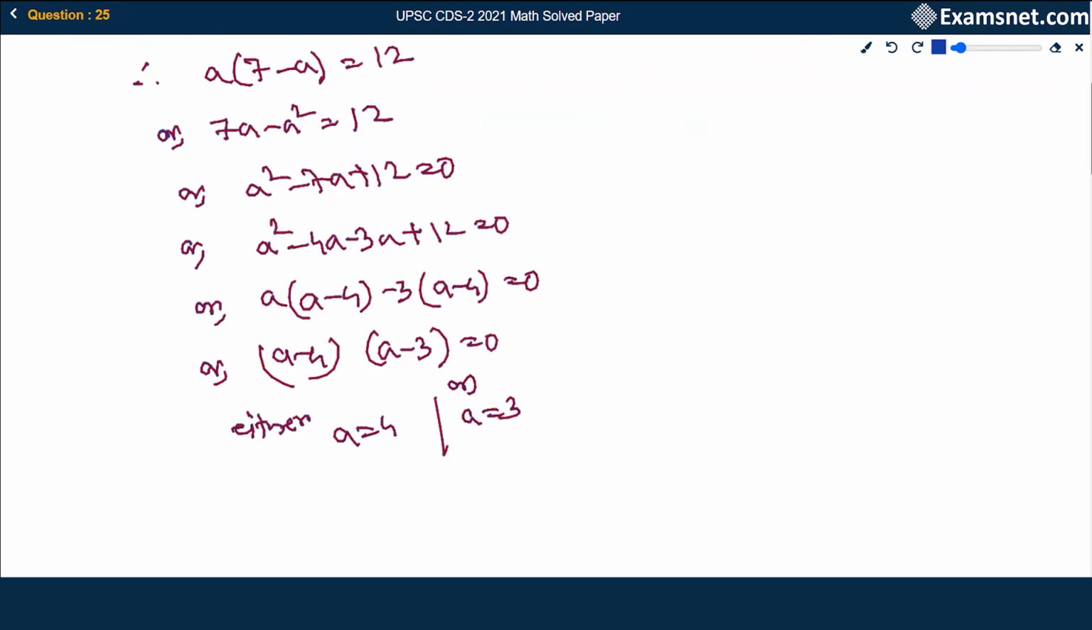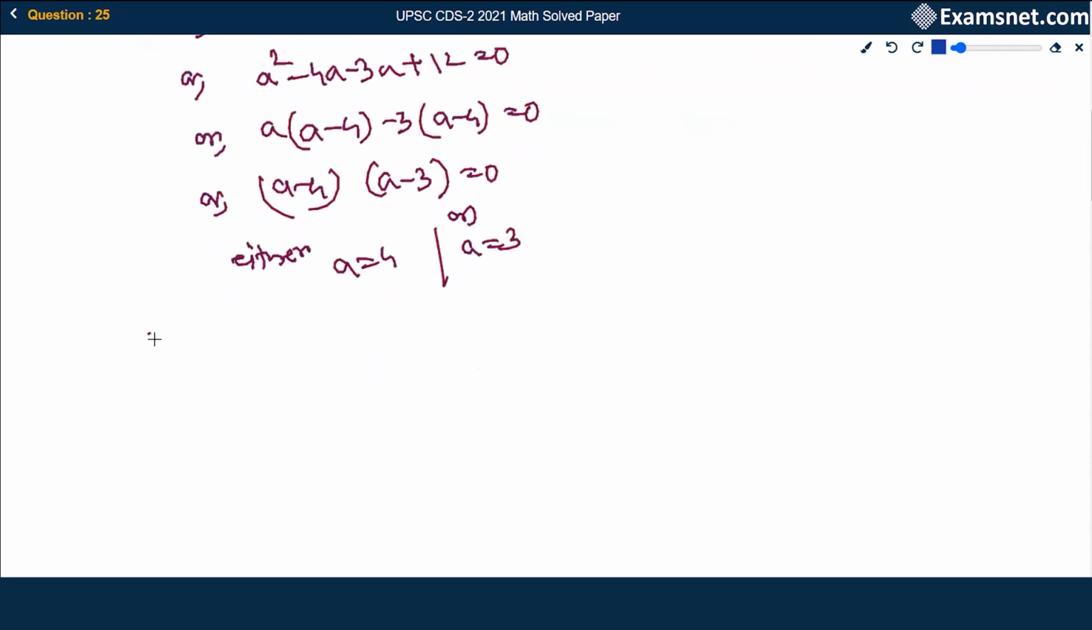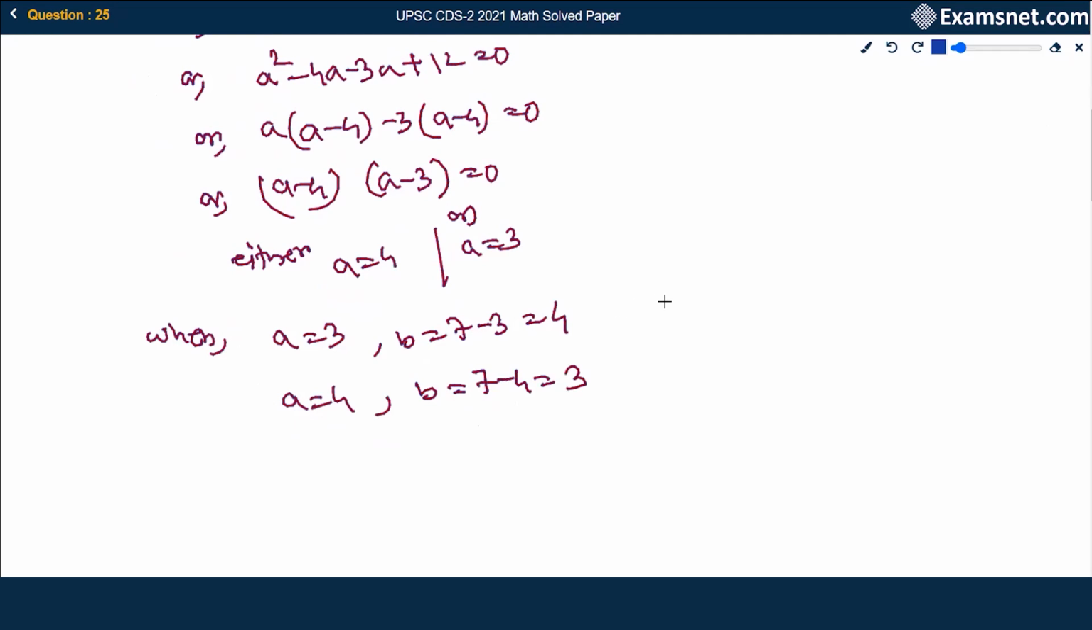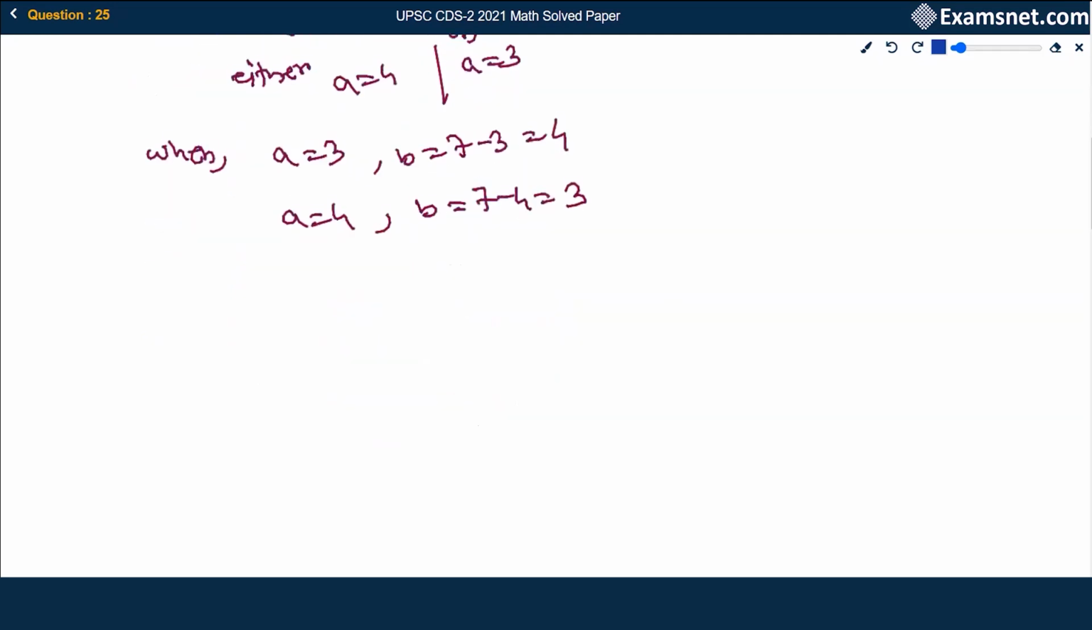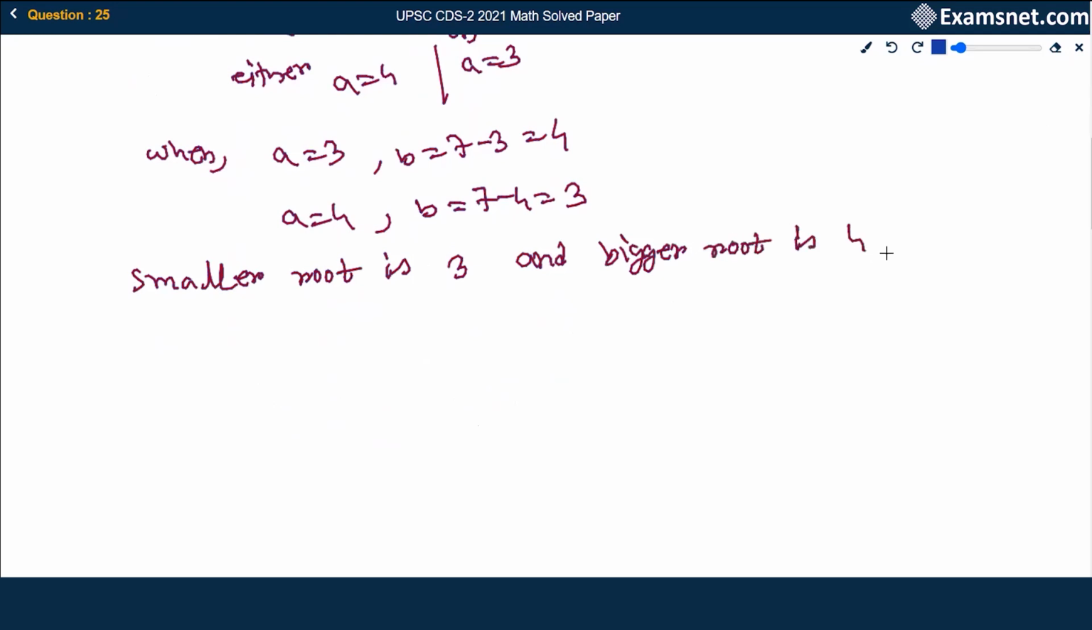Now when A equals 3, the value of B is 7 minus 3, 4. Or when A equals 4, value of B is 7 minus 4, 3. So you can see one root is 3, another root is 4. That is final. So here, smaller root is 3 and bigger root is 4. Okay.